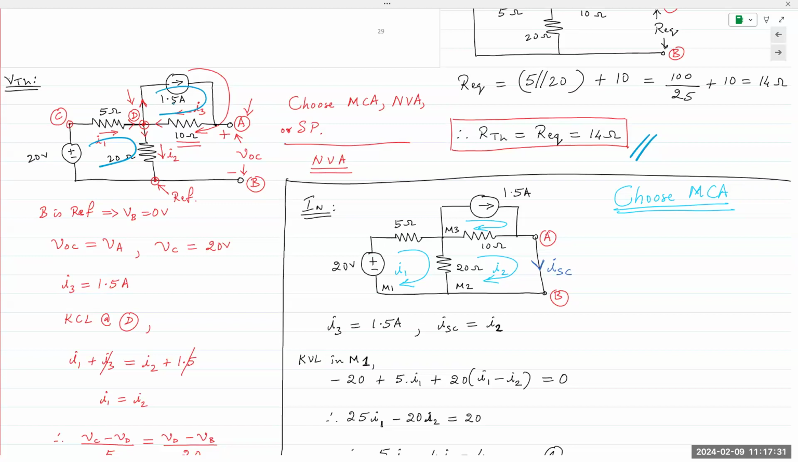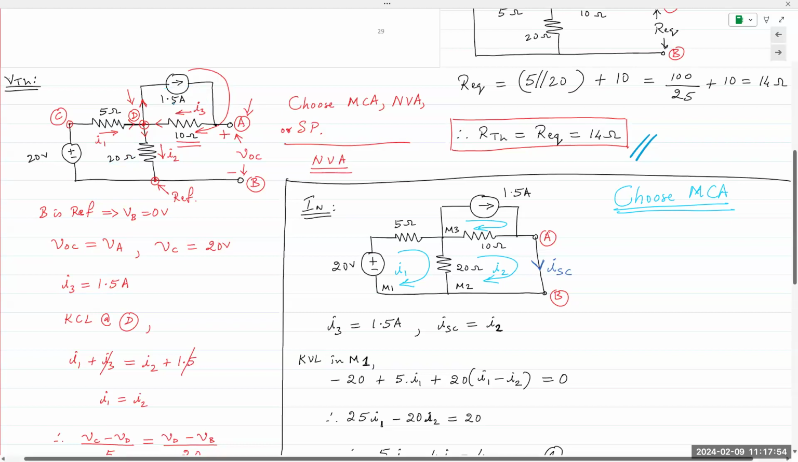And even in that upper mesh, which has the 1.5 amp source, if I choose my mesh current in the exact same direction, I automatically have an answer for that mesh. So the only unknown variable would be in mesh 1. Trying to solve that. Make sense? Right?